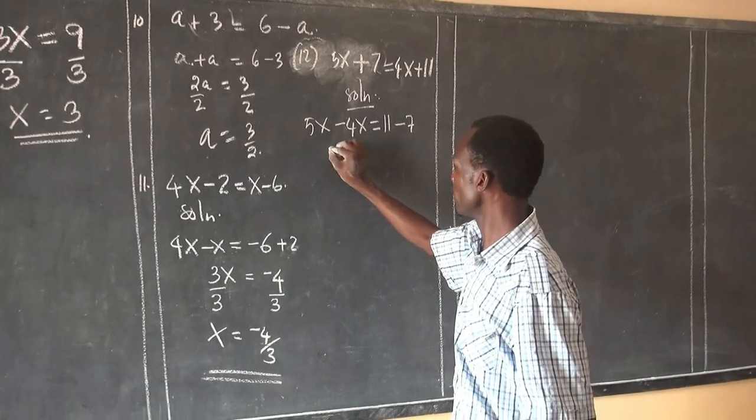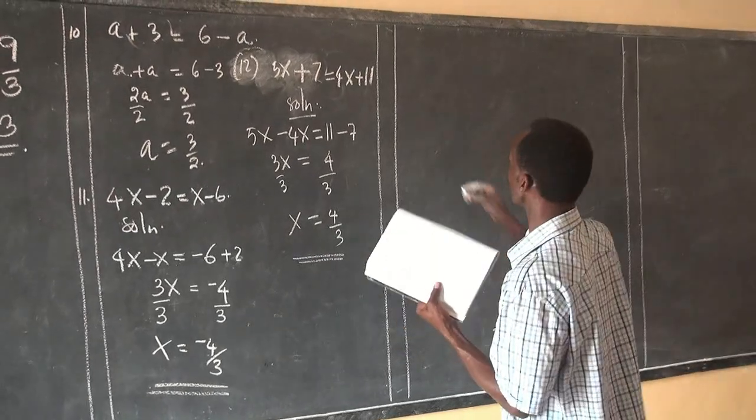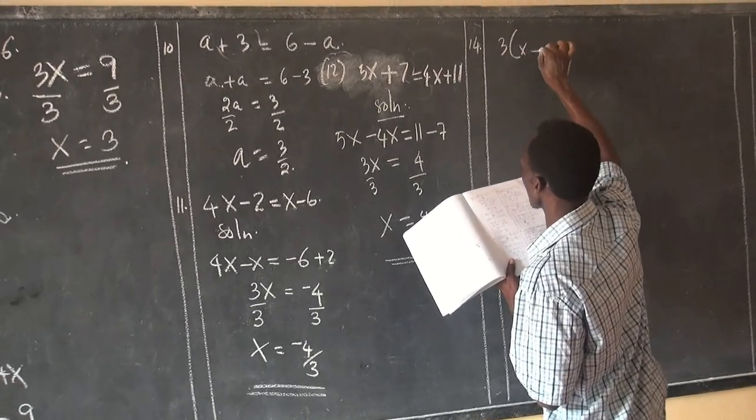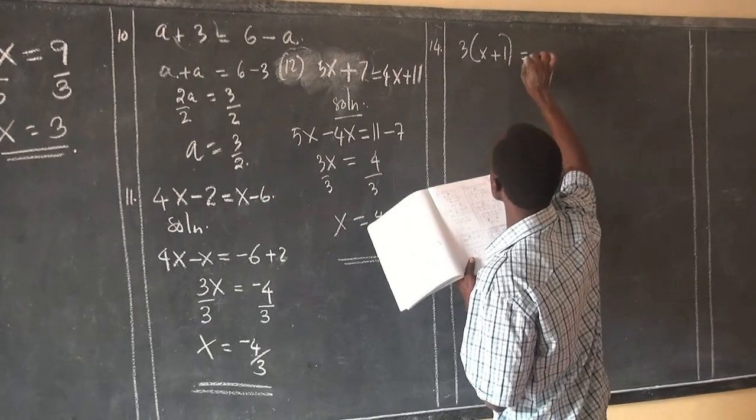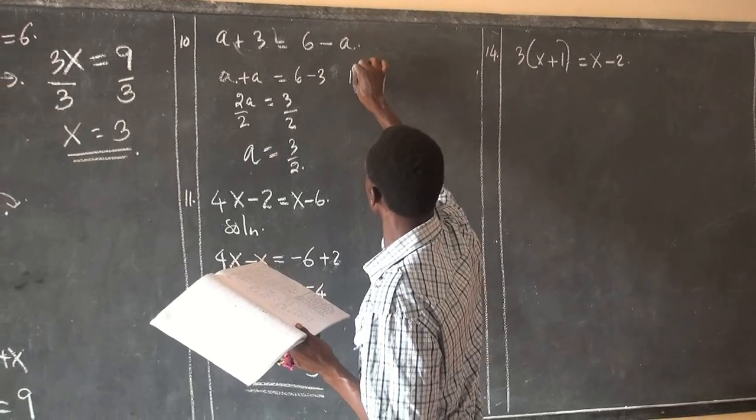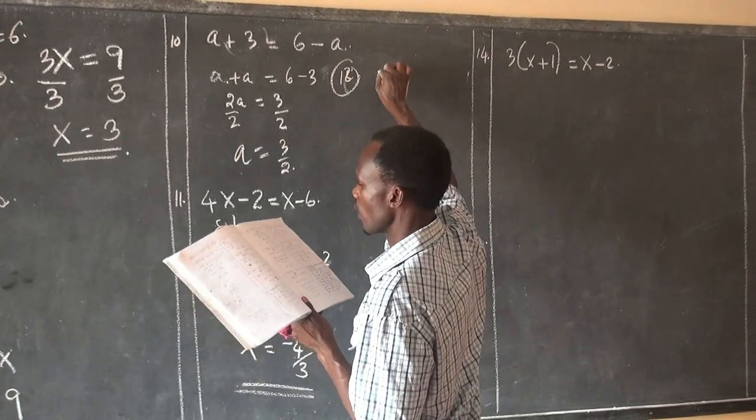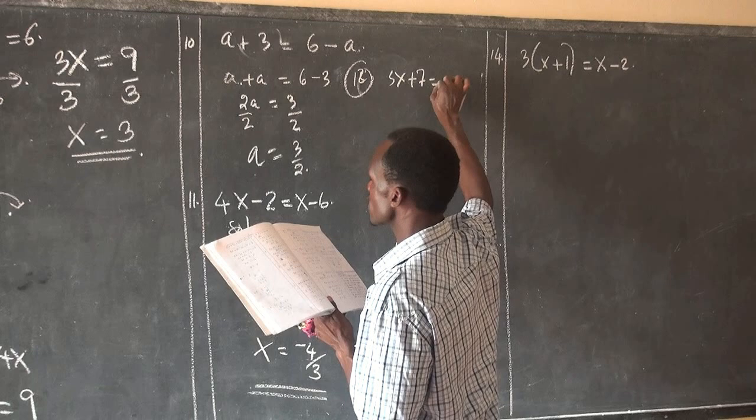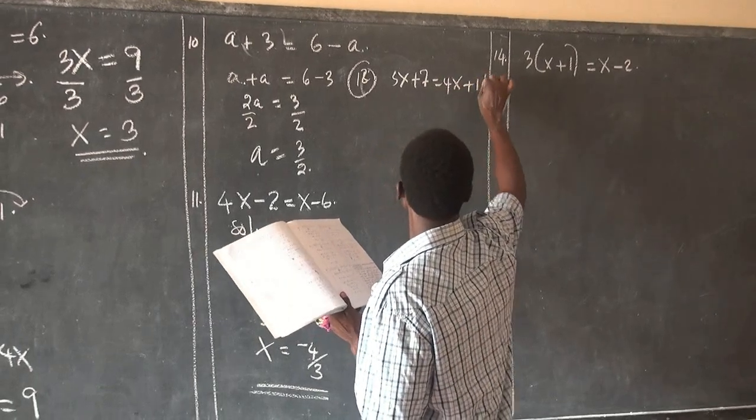Now here it is what? Example number 14 is 3 in bracket x plus 1, which is equal to x minus 2. It is 12. Example number 12. It is what? 5x plus 7 is equal to 4x plus 11.